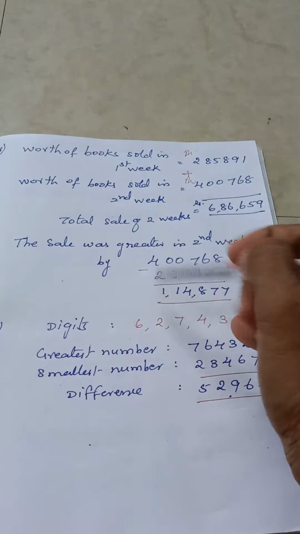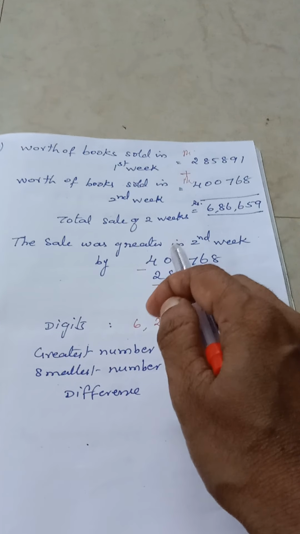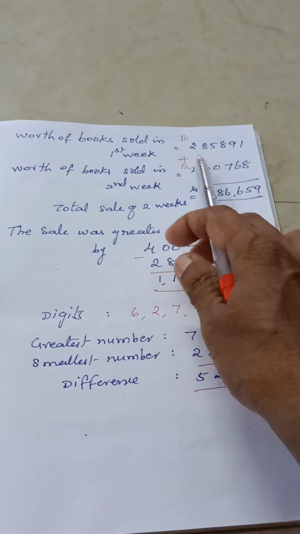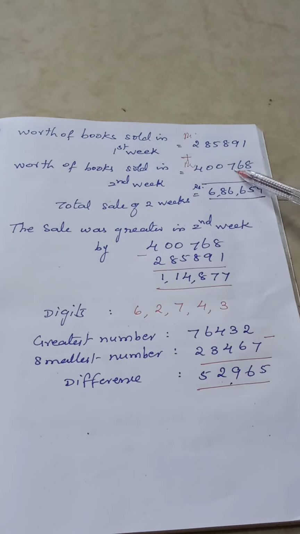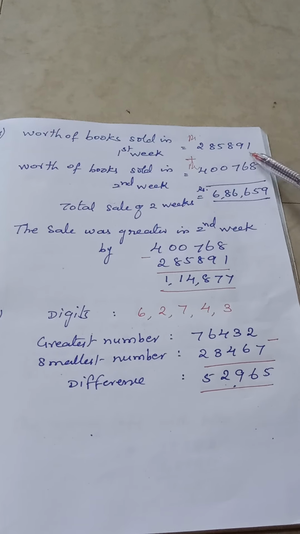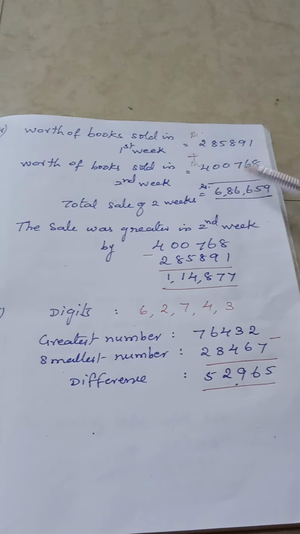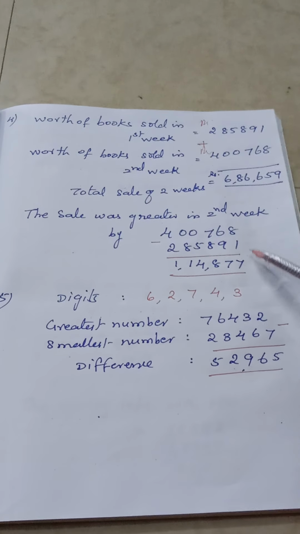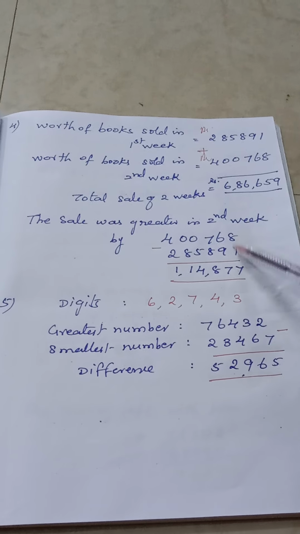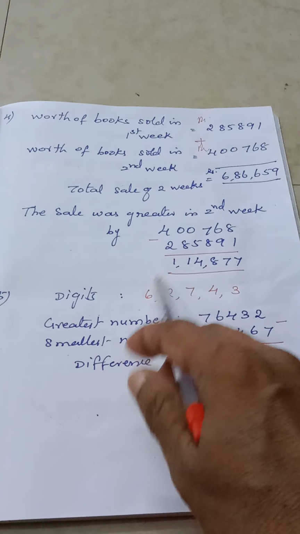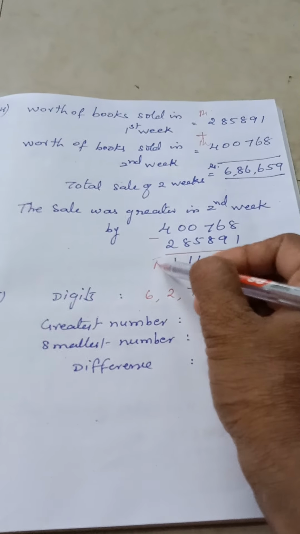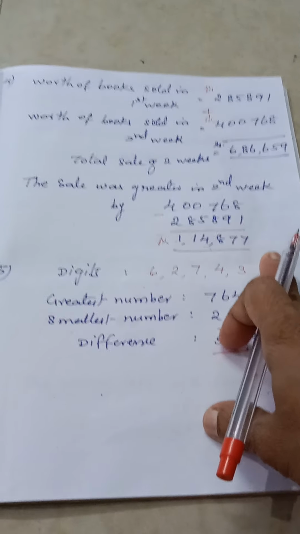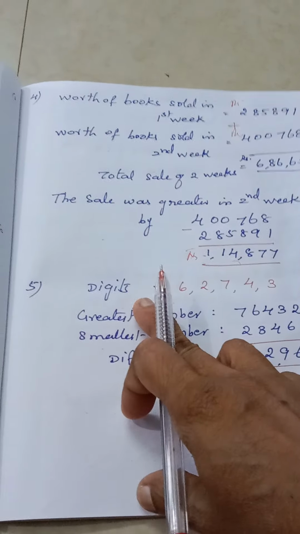And in that, one more question they asked: in which week was the sale more and by how much? Which week had more sale? We know it is the second week. And by how much? By how much means we want to subtract: second week sale minus first week sale. When we subtract, the sale was 1,14,877 rupees more.